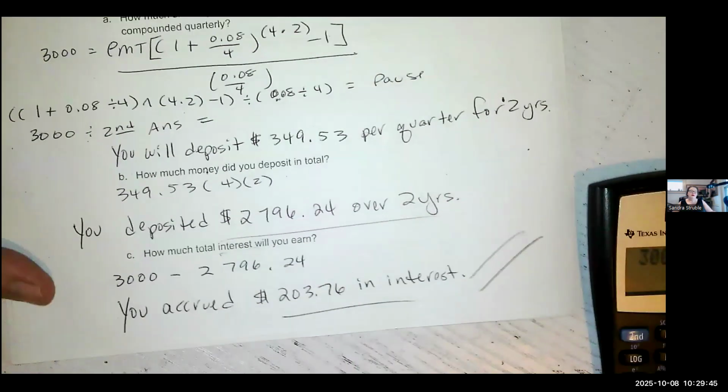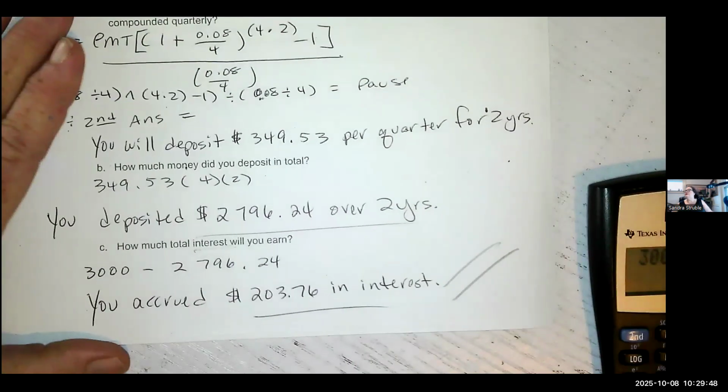Okay. That is it for annuities. The next one will be payout annuities. Let me know what questions you have.